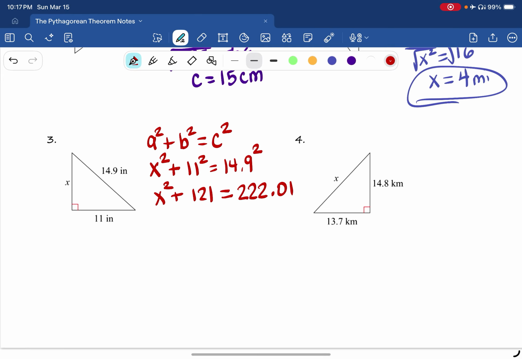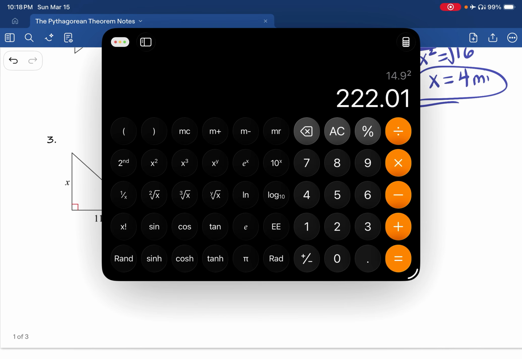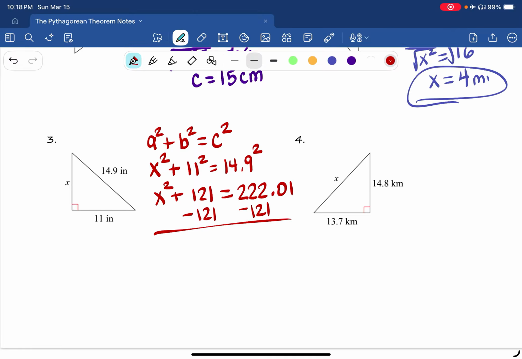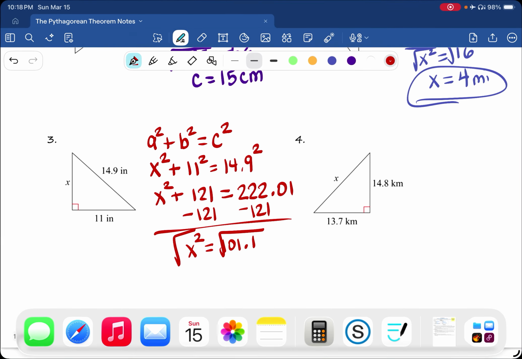222.01. And now we're going to subtract 121 from that. So let's do that. Pull up that calculator. So minus 121, and that gives me 101.1. So x squared equals 101.1, and now we square root both sides to find out what x is.